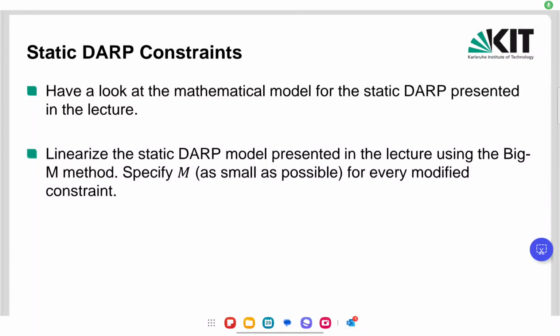Everyone, welcome to the next exercise on the static dial-a-ride problem. In particular, we have to linearize the constraints, simply because non-linear constraints are pretty difficult to be solved by numerical solutions. We have some problems with that, so therefore every time when it's possible we should try to linearize non-linear terms, constraints, parts of the objective function, and so on. So the question is now to use the big M method to modify the non-linear constraints.